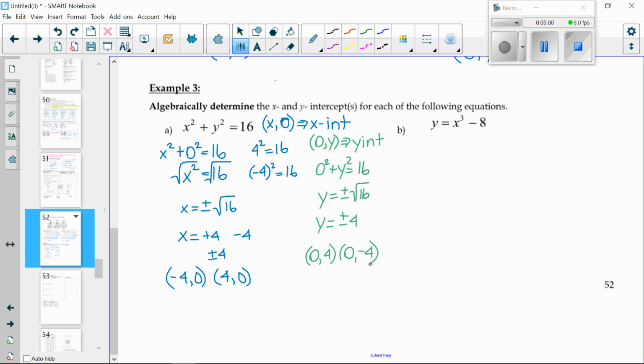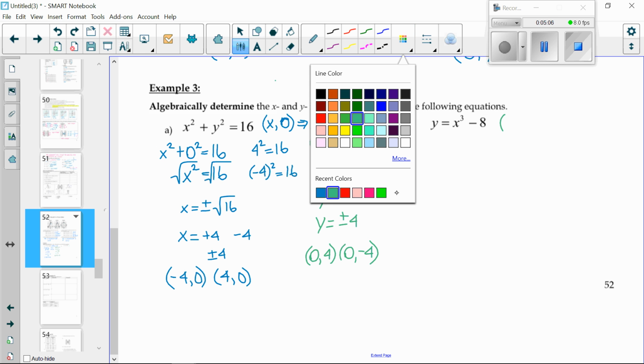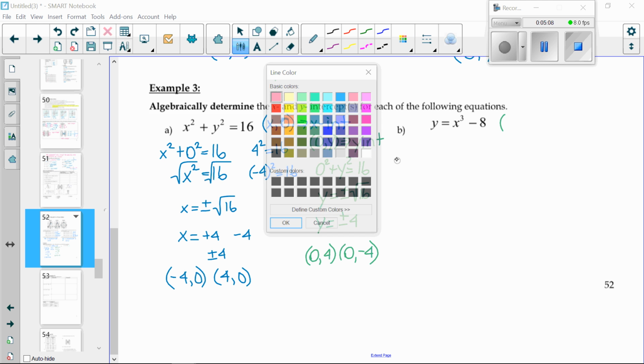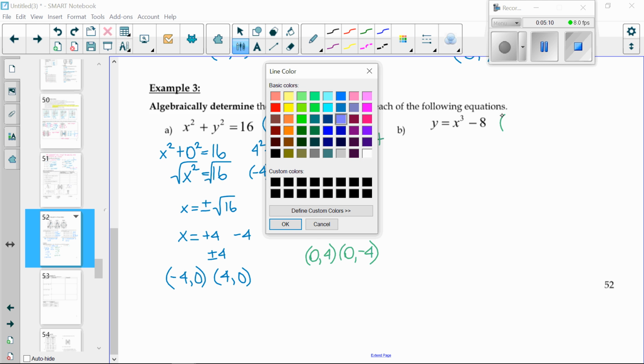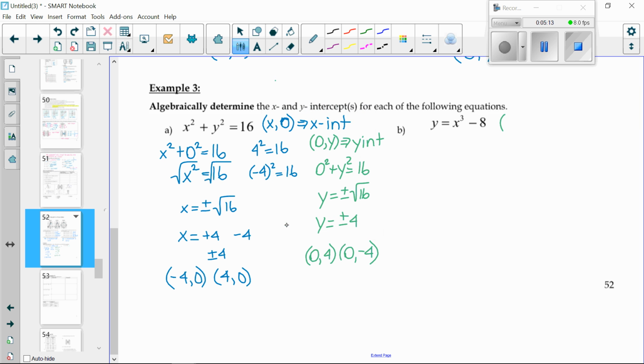Now I've got y equals x cubed minus 8. So same idea. If I want to find my x-intercept, let's pick a different color. Let's go with that one. So that's going to be x and 0. And for the y-intercept, it's going to be 0 and y. So I'm going to plug in 0. Rearrange to get x by itself.